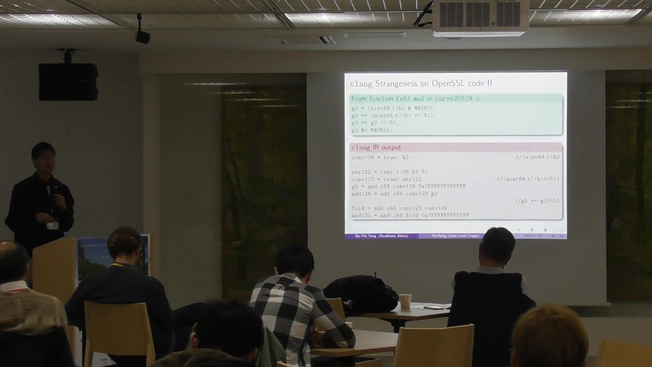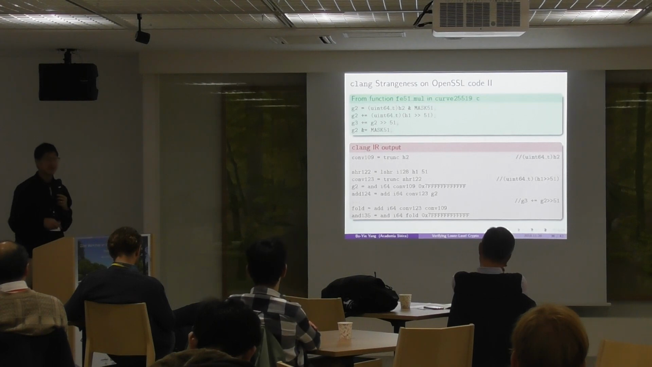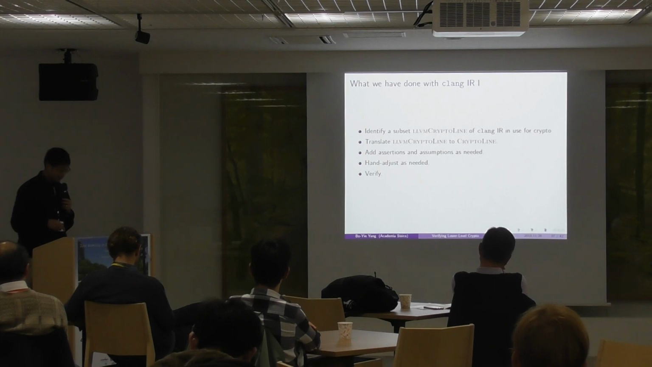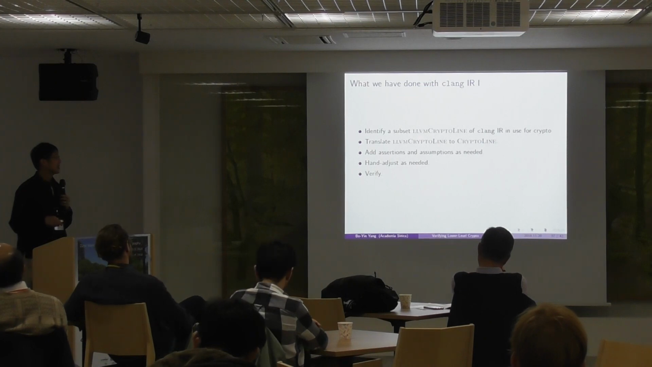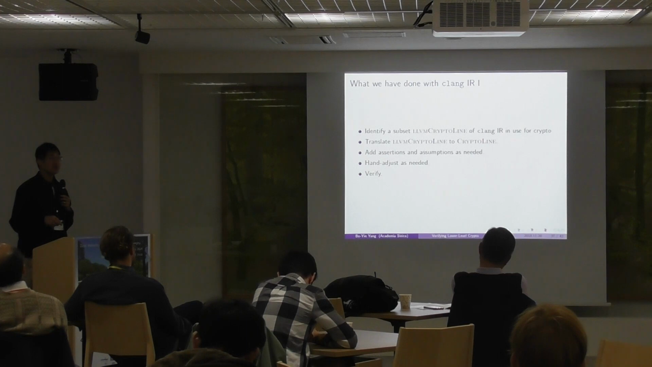So we are currently working with GCC, having worked only with Clang before. So what we have done, we identified a subset of Cryptoline called LLVM Cryptoline, which is a Clang IR, which is being used for crypto. We translate LLVM Cryptoline to Cryptoline. We add assertions and assumptions as needed, and we can adjust and we verify. So this is almost like a verifying assembly language, except that the language is different.